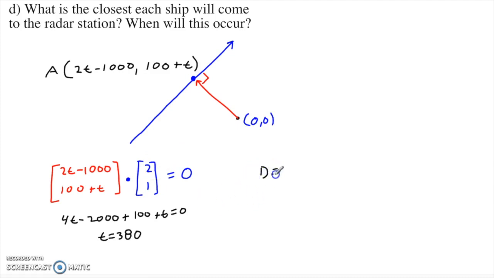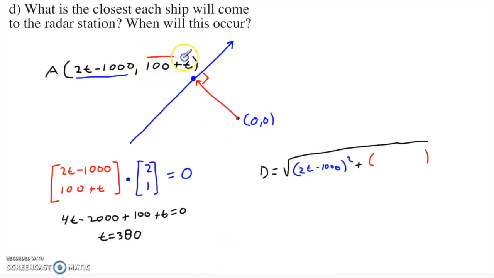Now, what do I plug it into? Well, the distance between these two points is simply the delta x and the delta y, again squared, right? So my delta x is going to be squared, and I'm going to add that to my delta y squared, just as we did on the last screen. Now, what is my delta x and delta y? Well, they're really easy to compute because this point is 0, 0. So the change in x is simply 2t minus 1,000, that is my delta x. And the delta y is just 100 plus t.